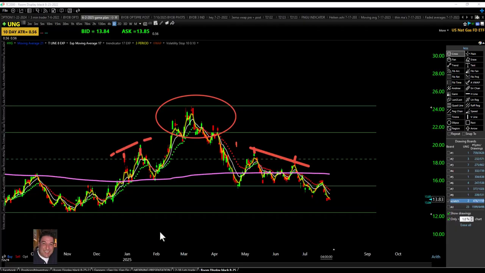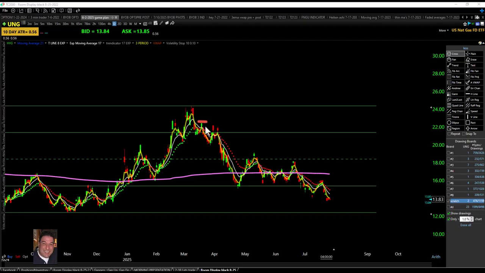Okay, so that's the left shoulder, and then we got a neckline that got challenged just recently, and they failed to hold candles above the neckline. So hence they're coming down. So this is a head and shoulders pattern with a broken neckline right there. The neckline got retested and it held. You can see a series of lower highs and lower lows, so we're in a downtrend.